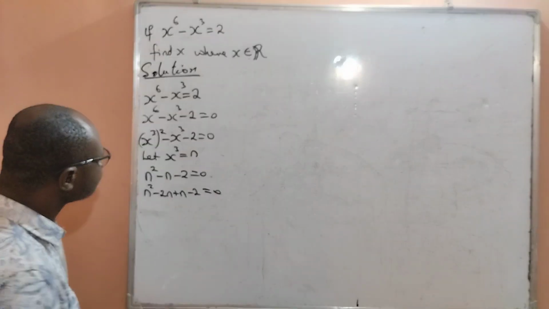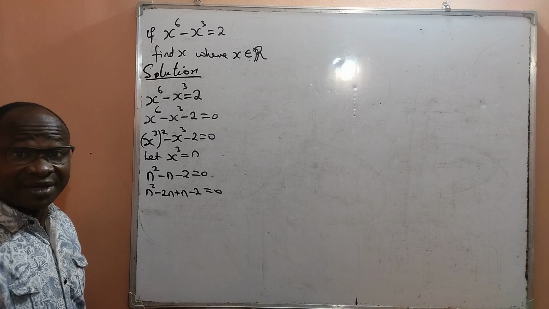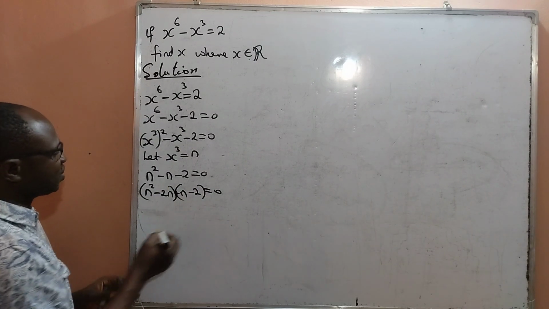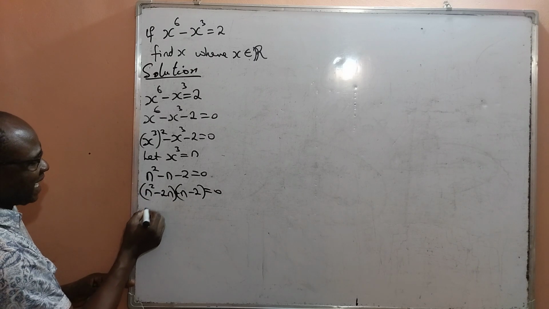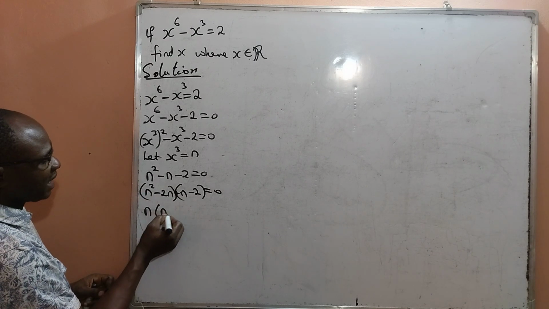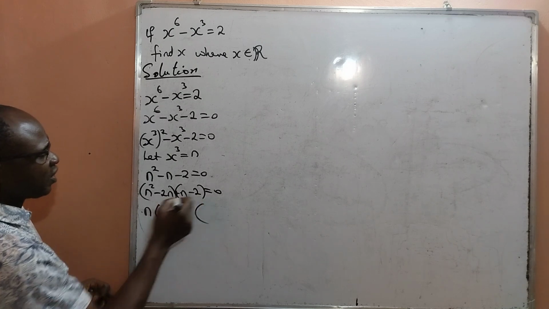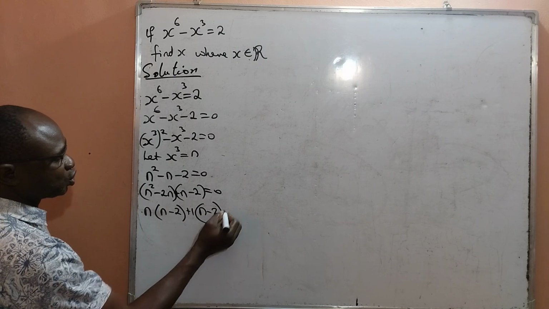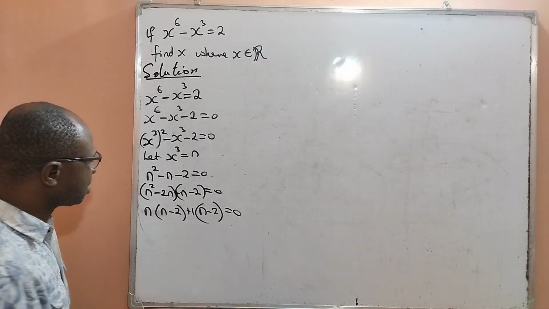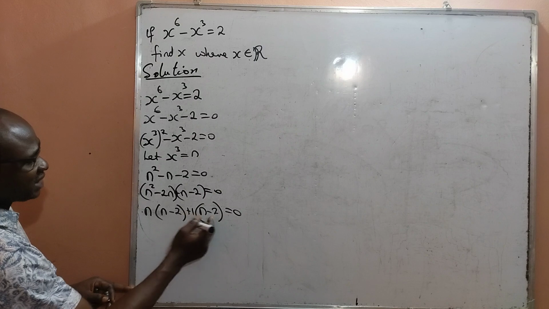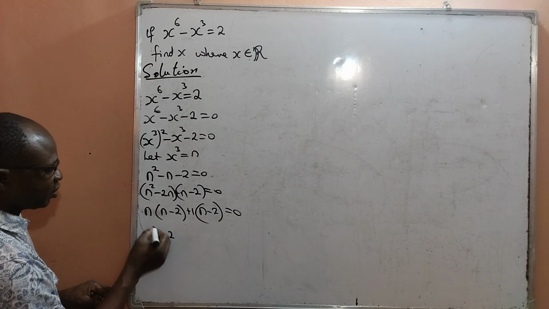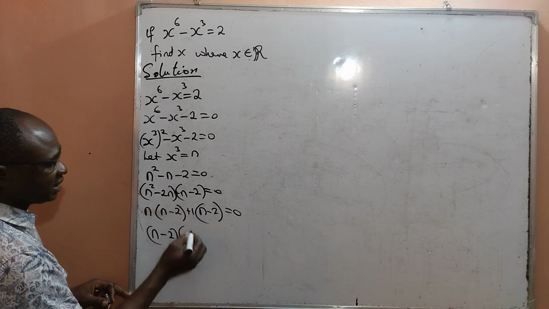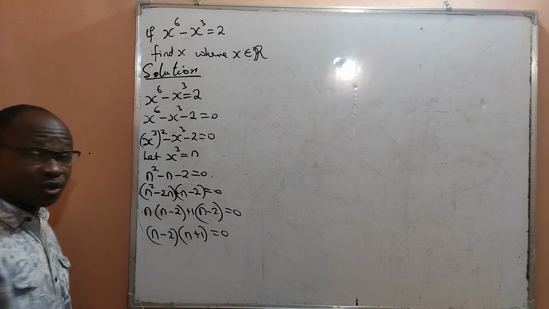I am now doing factorization. Common in the first bracket is n, so that I can now have n minus 2. And in the second bracket, what is common is plus 1, so that I also have n minus 2 equal to 0. You can see the brackets are the same, so that I have n minus 2 using the ones I have outside the bracket, which is n and plus 1, all equal to 0.